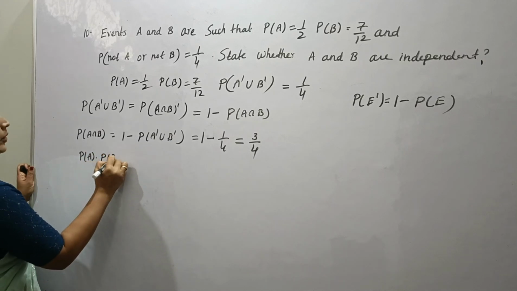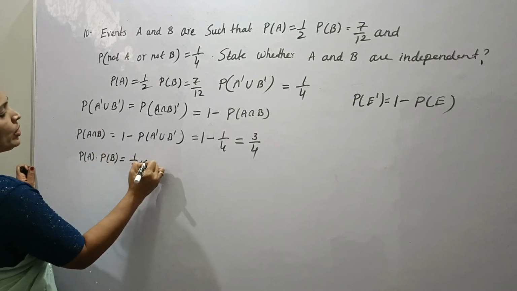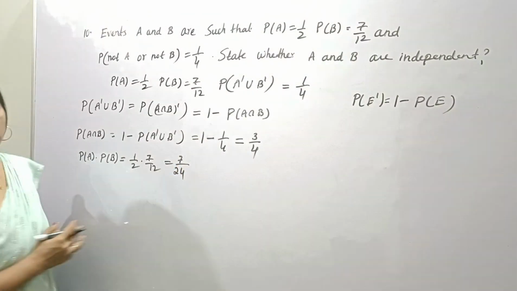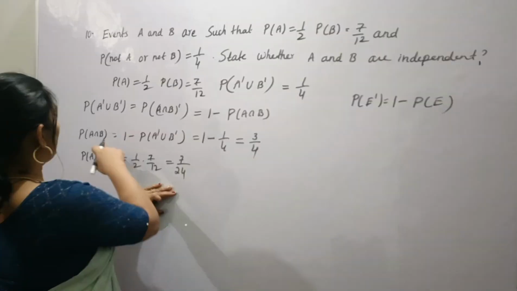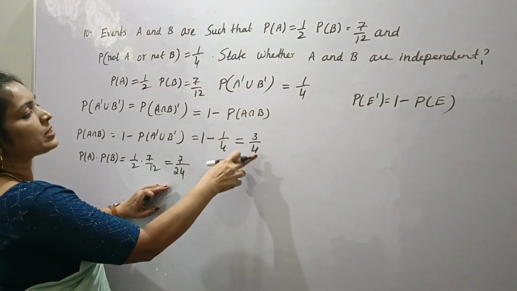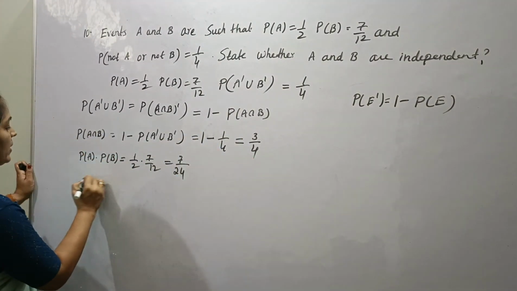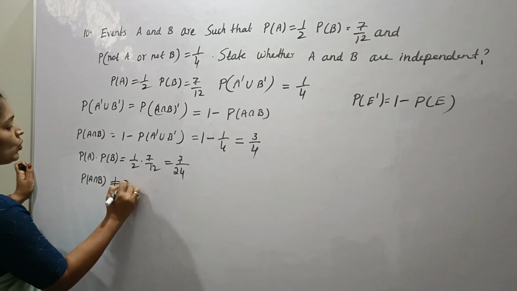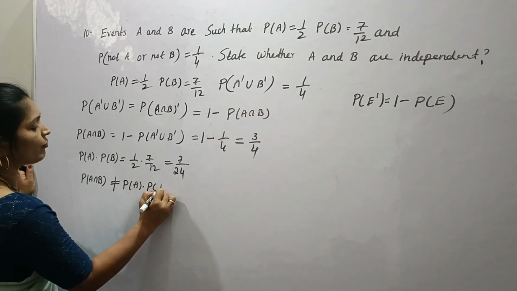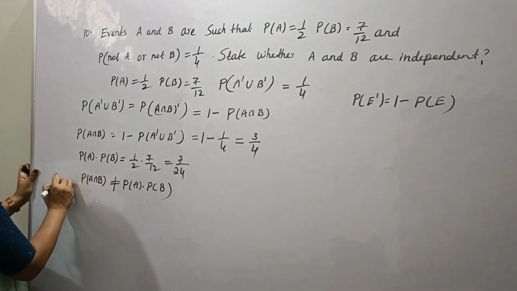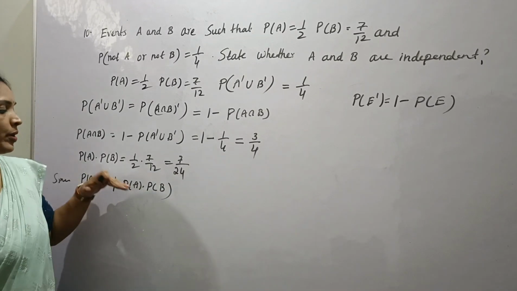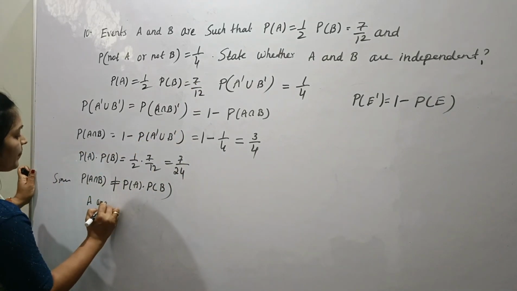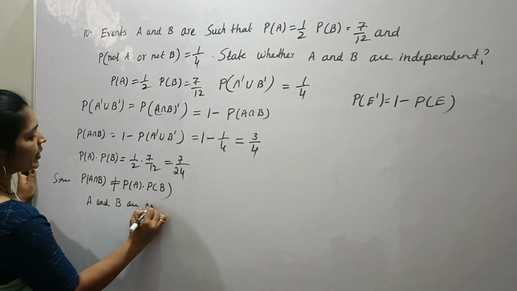Probability of A into probability of B is equal to 1 by 2 into 7 by 12, that is 7 by 24. Right? So here we have got probability of A intersection B is 3 by 4. Therefore here probability of A intersection B is not equal to probability of A into probability of B. Since probability of A intersection B is not equal to probability of A into probability of B, A and B are not independent events.